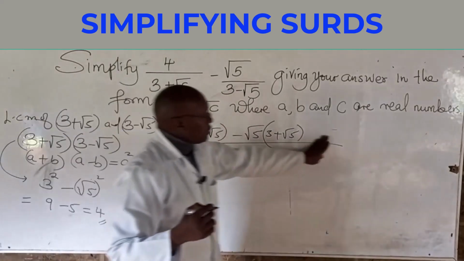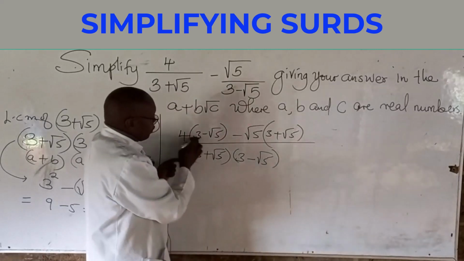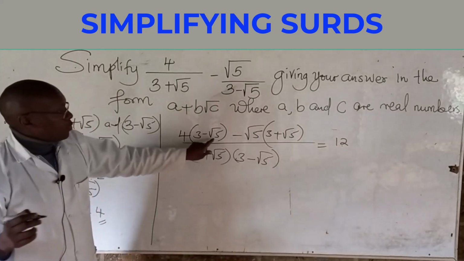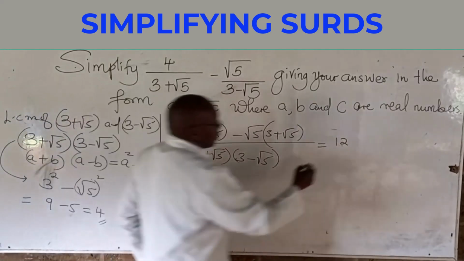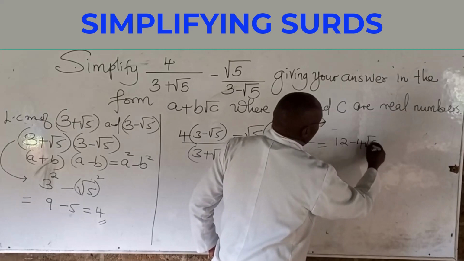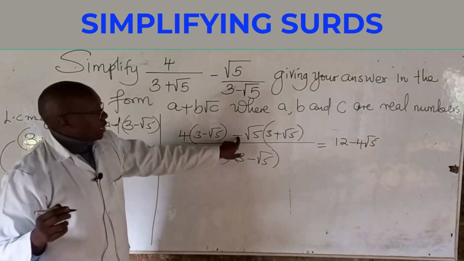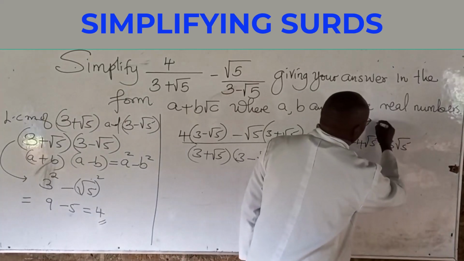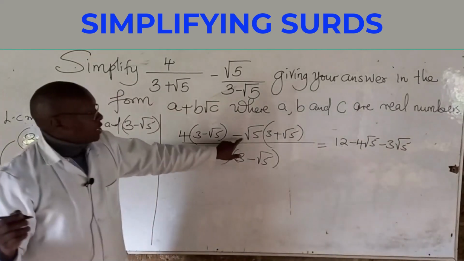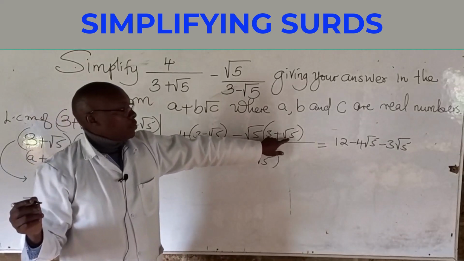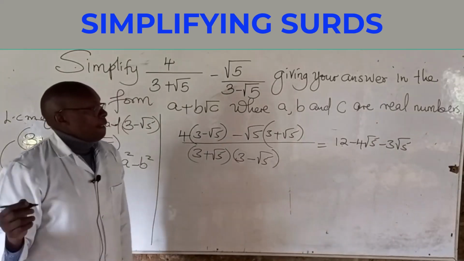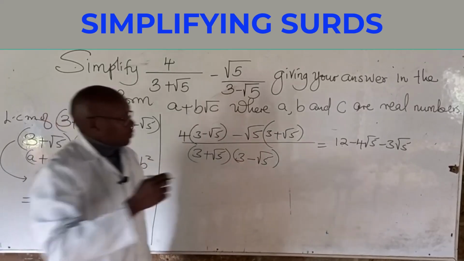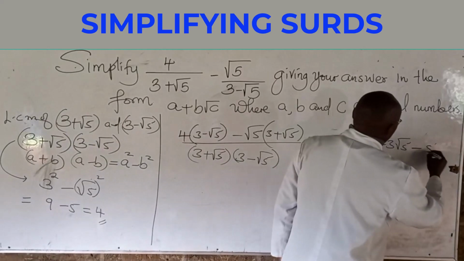Once we've done that, we can open this bracket. 4 times 3 will be 12. Then 4 multiplied by negative root of 5 gives minus 4 root of 5. Negative root 5 times 3 is negative 3 root 5. And then negative root 5 times positive root 5, root 5 times root 5 is root of 25, which is 5, so this will be negative 5.